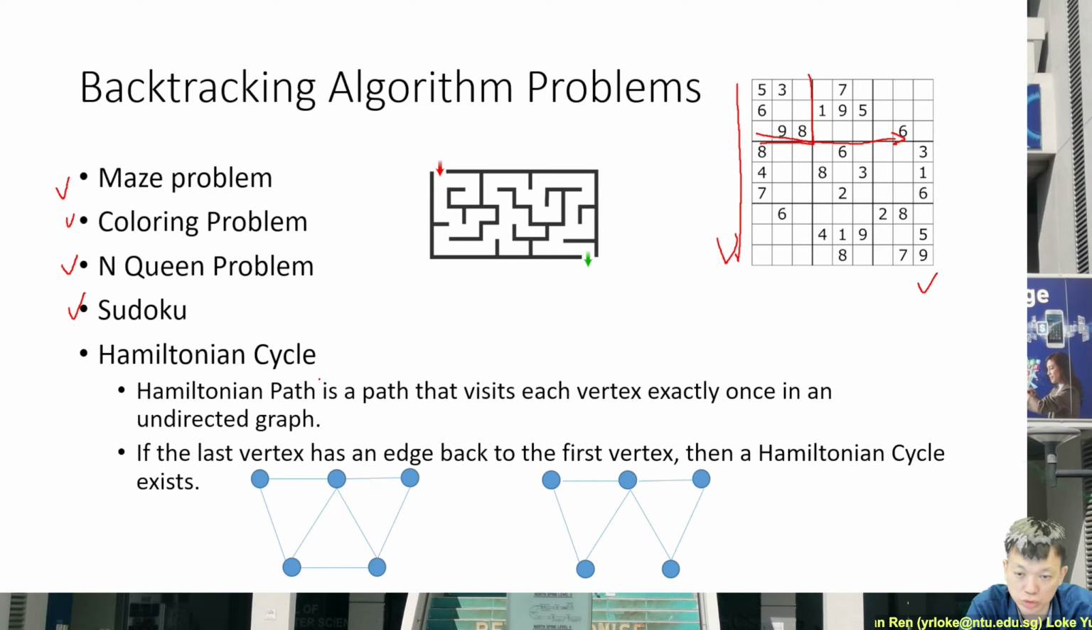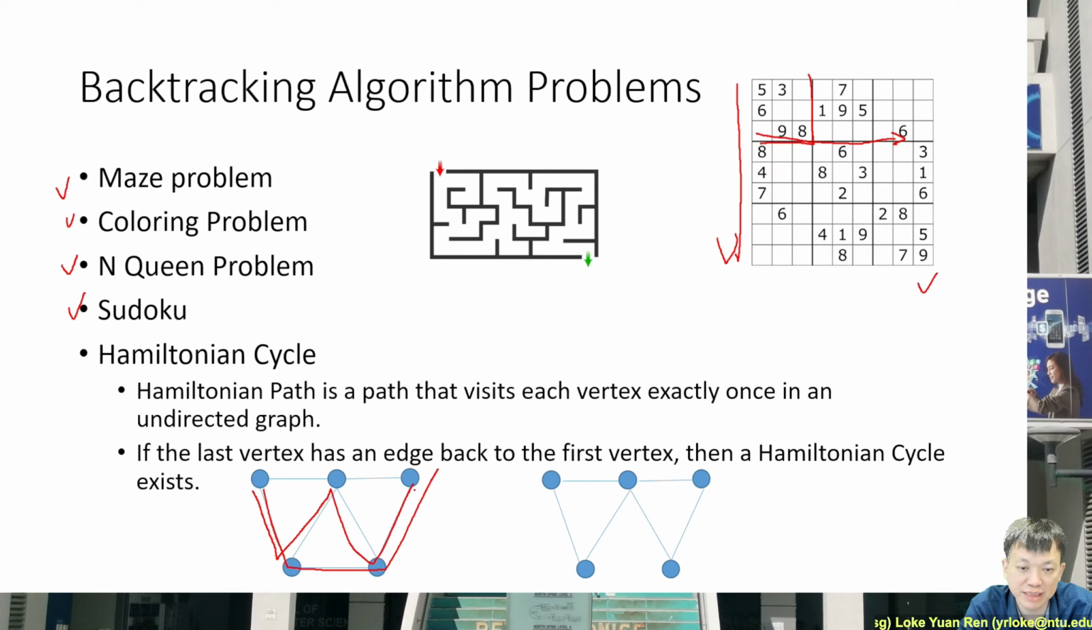Hamiltonian cycle, which can also use the backtracking algorithm. A Hamiltonian path is a path that visits each vertex exactly once in an undirected graph. That means each vertex can be visited once. Is it only here? Yeah, only this one. Only this way. Oh, okay. There's another one. Another way can be here.